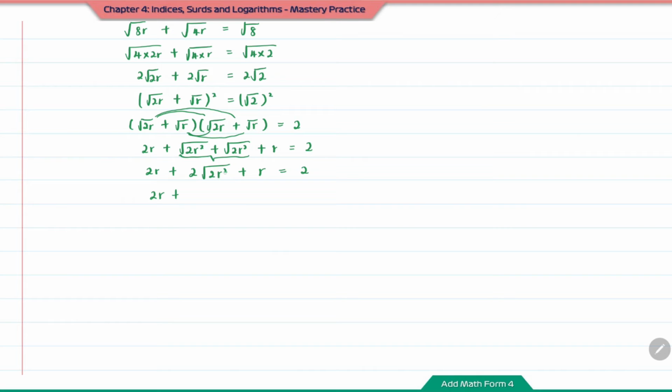Next, we can square root this r squared. So when you square root r squared, you will just get r. Therefore, here you're going to get 2r times square root of 2.